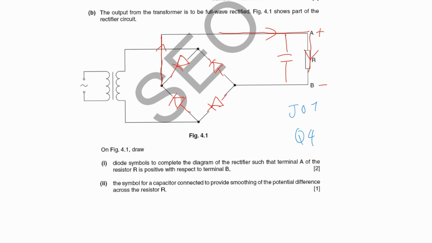And for the next one, the symbol for the capacitor connected to provide smoothing. You can draw the capacitor in parallel with the resistor. You can draw it here or outside, it doesn't matter. Anywhere, as long as it is in parallel.